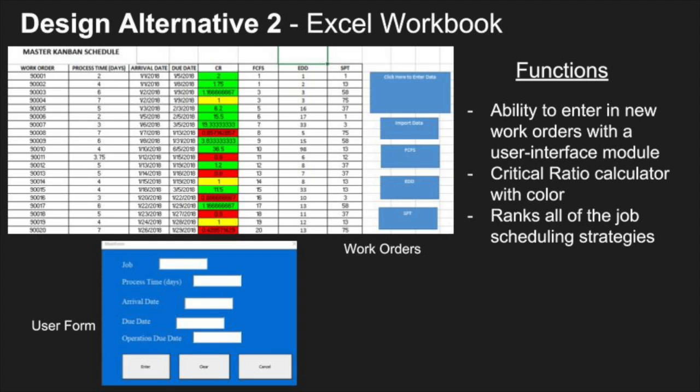Green means it is on time, yellow means it is currently on schedule, and red means that it is behind schedule and should alert the operator that the job needs to be placed on high priority and be run through the assembly process immediately.